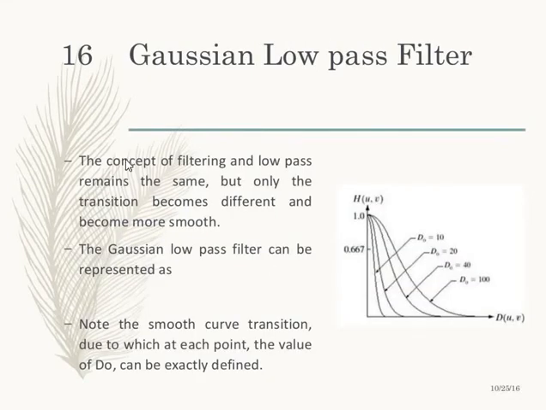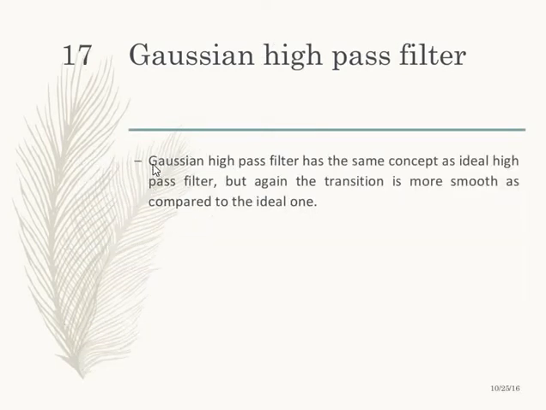Next, the concept of filtering with the low pass filter remains the same. Next is the Gaussian low pass filter. In the low pass filter, the smooth curve transition is due to each point value, and D0 can be exactly defined. The Gaussian high pass filter has the same concept as the ideal high pass filter, but again the transition is much smoother as compared to the ideal filter.